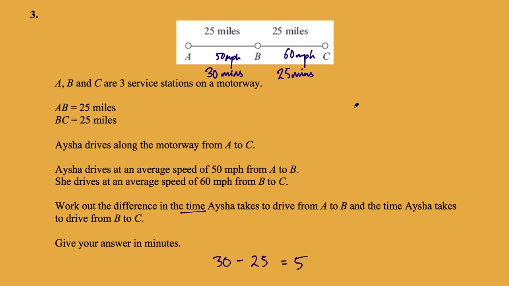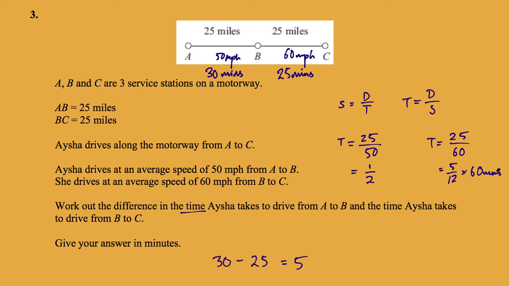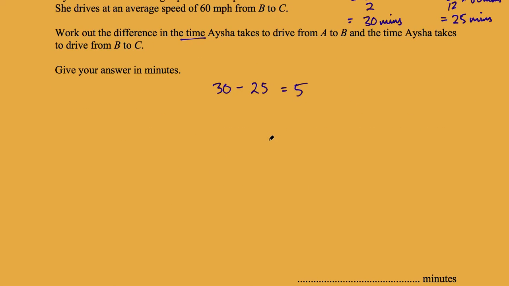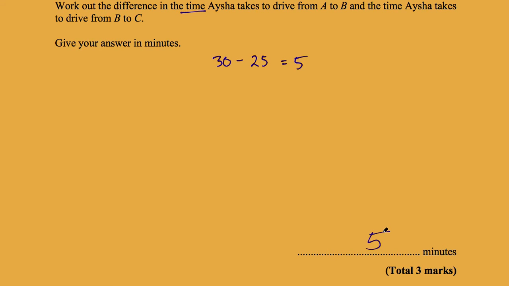If I was going to use a more formal method there, I would say that if speed equals distance over time, and I need to know difference in time, I'll look at time equals distance over speed. So for the first bit, time equals 25 over 50. And for the second bit, t equals 25 over 60. 25 over 50 is half an hour. And 25 over 60 is 5/12 of an hour, which, if I multiply that by 60 to get it in minutes, is 25 minutes again. So 30 minutes, 25 minutes. And then I've got those 2 times ready to compare. So the difference between A to B and B to C is 5 minutes.